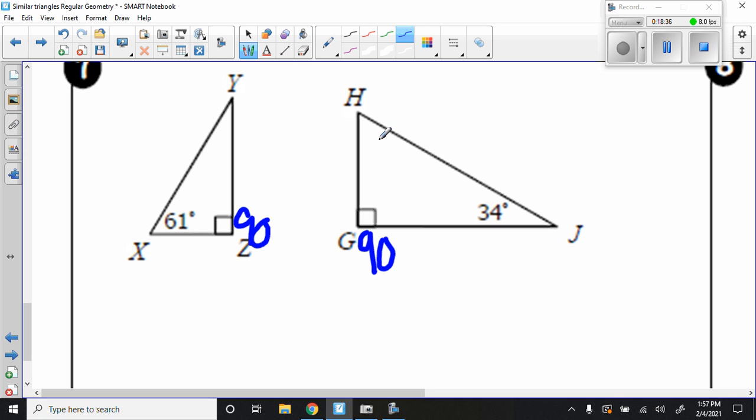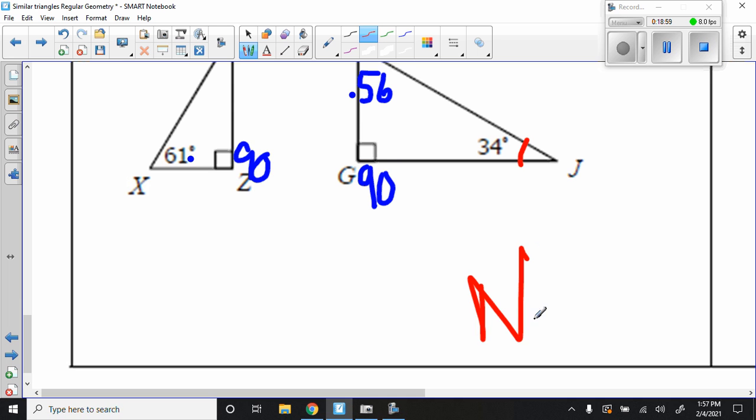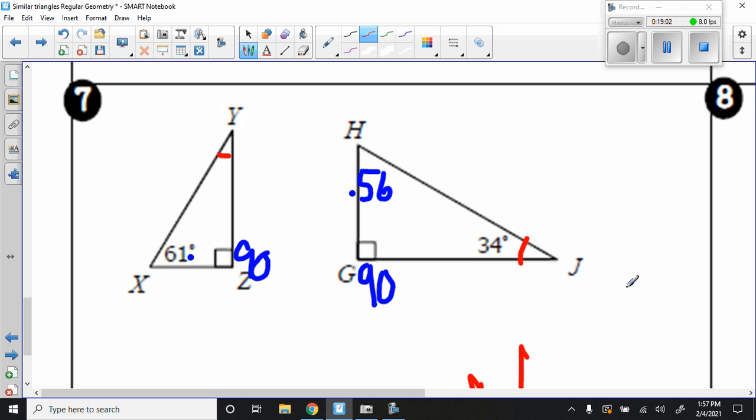So now I can find this other angle here. For that other angle, I took 180 minus 90 and 34. This angle here must be 56. Okay, so that would have to equal this one. So this one's not equal, and this red one is not equal. These are not similar because only one angle is equal. They both have a 90, but that is all. They would have to have two angles.